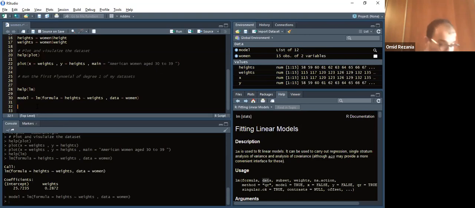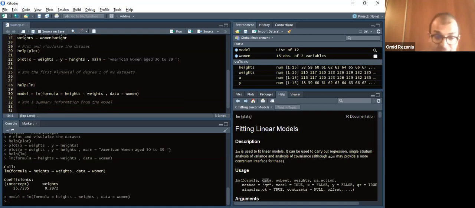Now, in order to extract more information from this model which I have, what you do is run a summary of the information from the model. It's a very powerful technique, I should say. You write summary, parentheses open and parentheses closed.